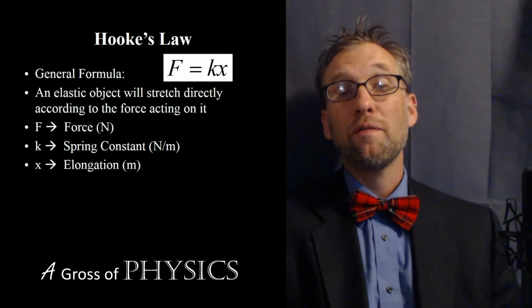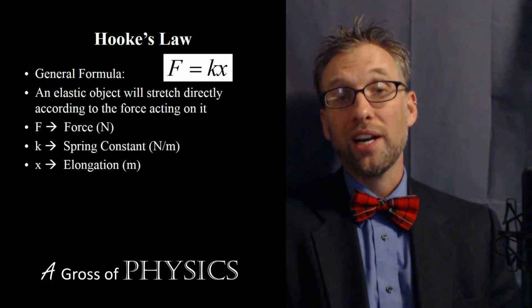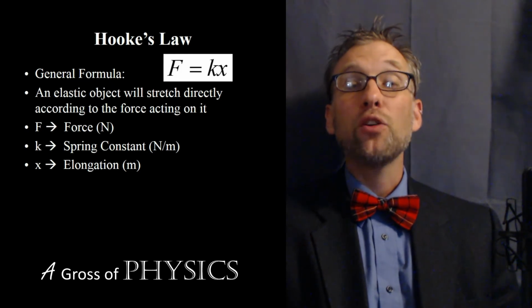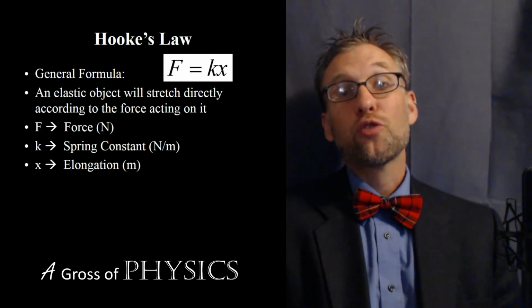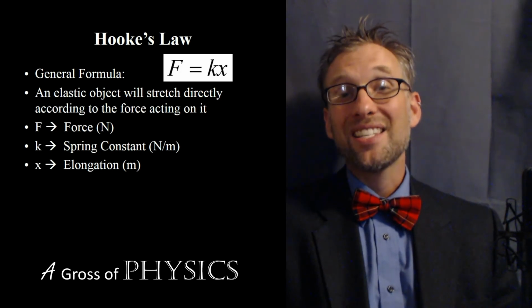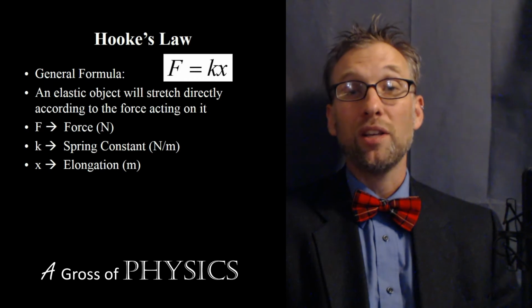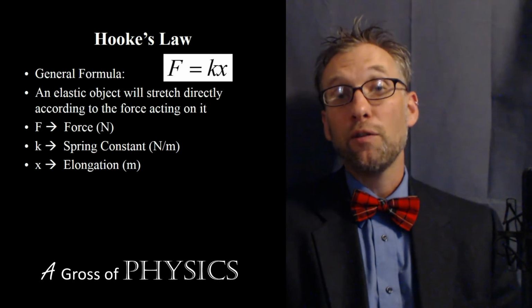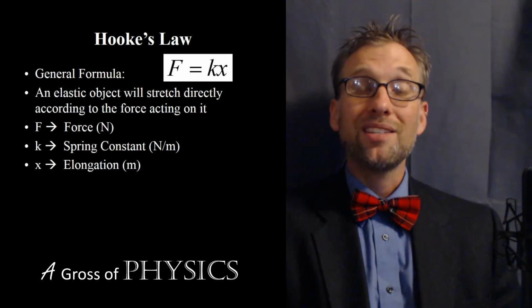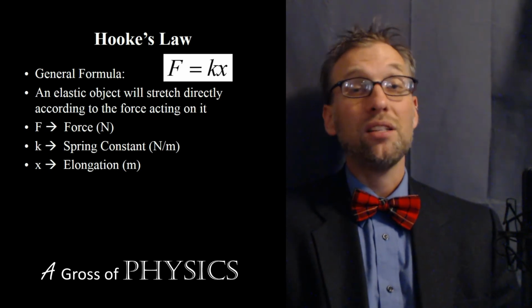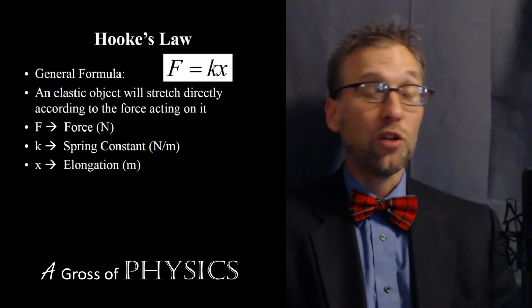Every spring has a certain value that is known as its spring constant, as long as you don't exceed the limit of the spring, and that value will give a measure of the stretchiness of the spring. The bigger the value for K, the stiffer the spring and the more difficult it will be to stretch. So a small spring constant will be easier to stretch, and a large spring constant will be very difficult to stretch. That being said, as long as we're within the elastic limit of the spring, you'll get a nice linear relationship that you can actually graph.